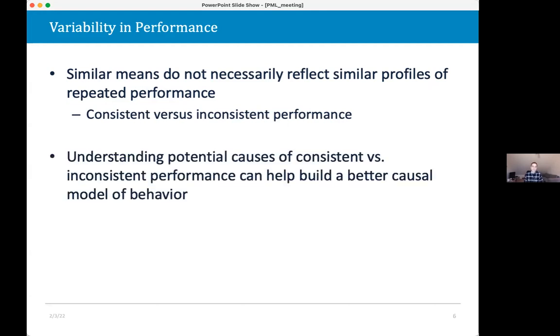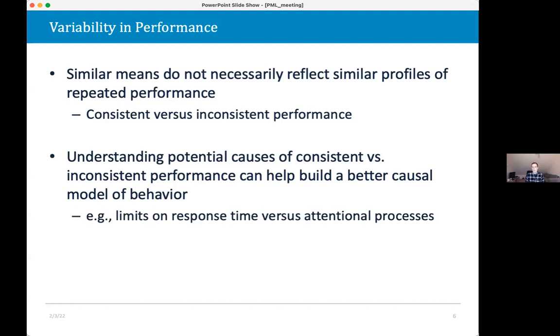And understanding potential causes of consistent versus inconsistent performance, that variability component, can help build better causal models of behavior. So limits on response time versus attentional processes might be one instance. So is there that capacity difference? You as an individual cannot respond more quickly, versus something like attention, where your capacity to respond is preserved across time, but it's some ability to pay attention. Sometimes your attention is very sharp and you can respond even faster than average, whereas other times your attention is wandering. And so that limits your ability to respond in a speeded way.